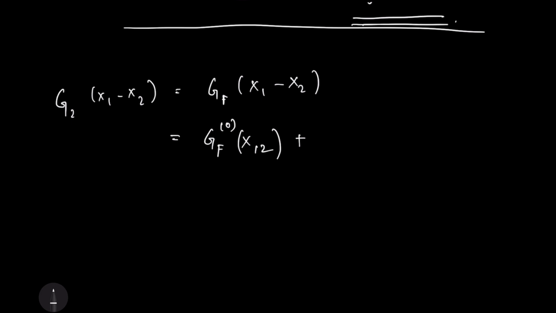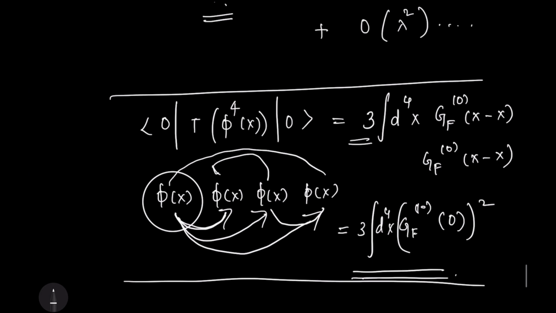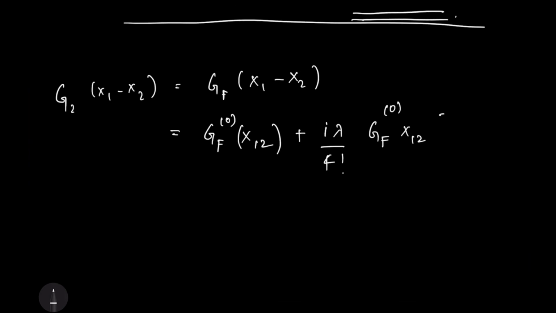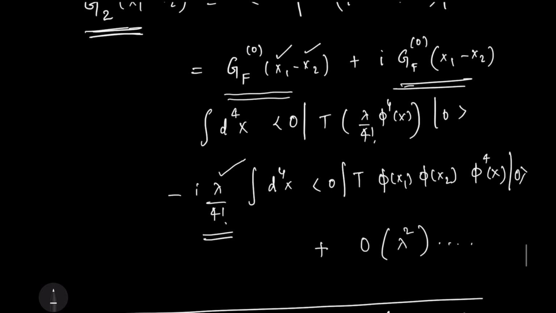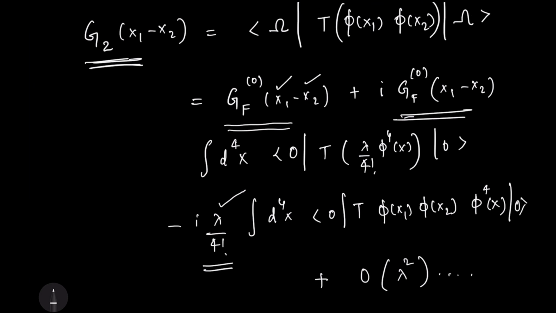So I just write GF0 x12 plus i lambda by 4 factorial, then GF0 x12, right? And there is a time ordering of phi raised to 4, which we have already obtained as 3 times integral d4x GF0 of 0 whole squared. Minus, next term will be i lambda by 4 factorial, then GF0 x12, then, so this is the third one, right? So 1, 2, third one.